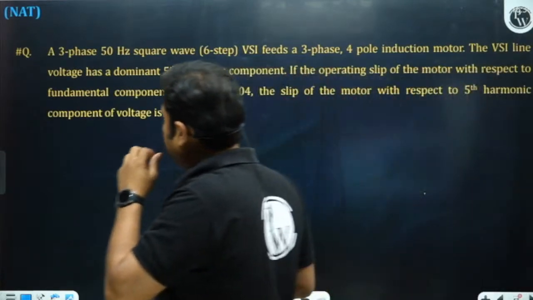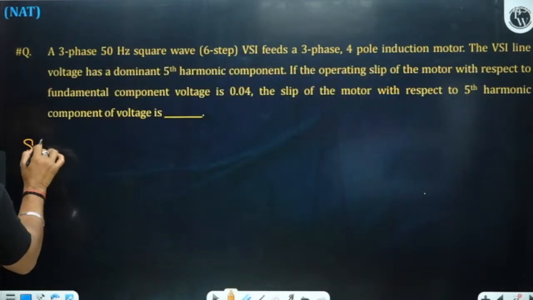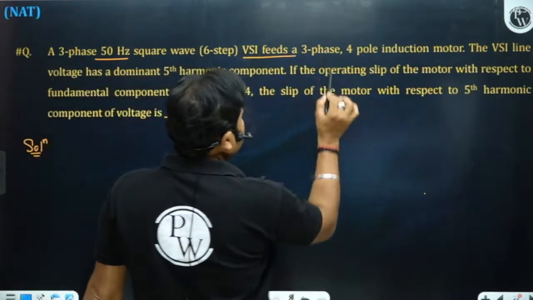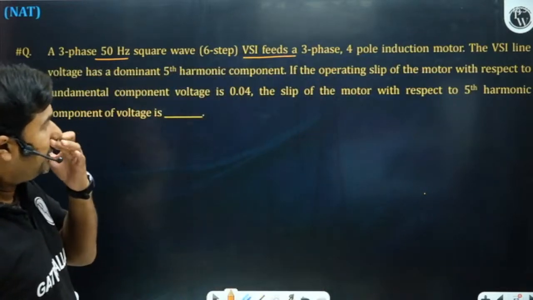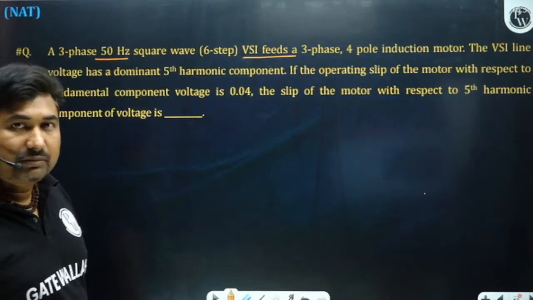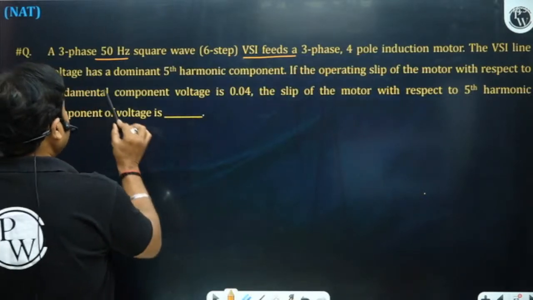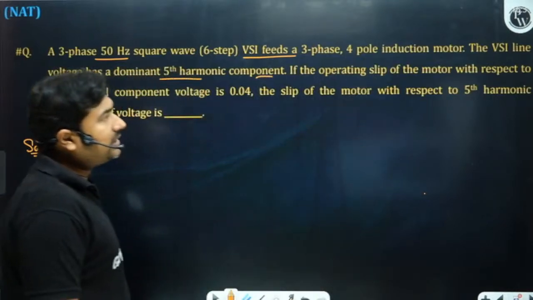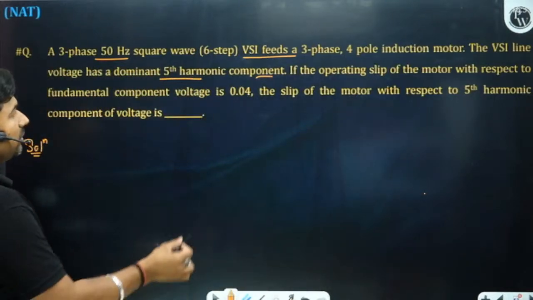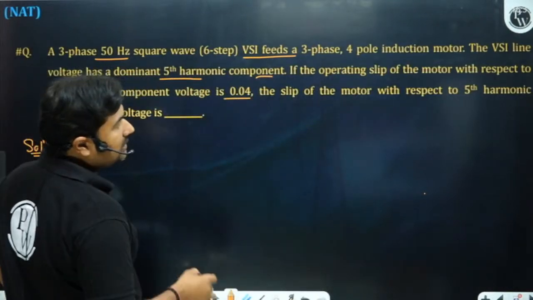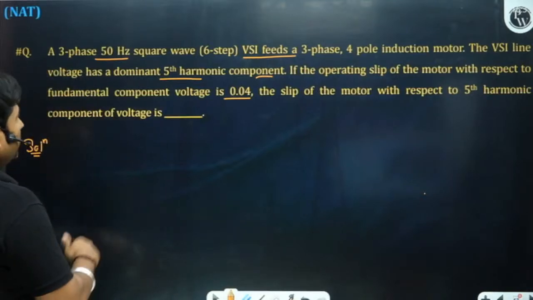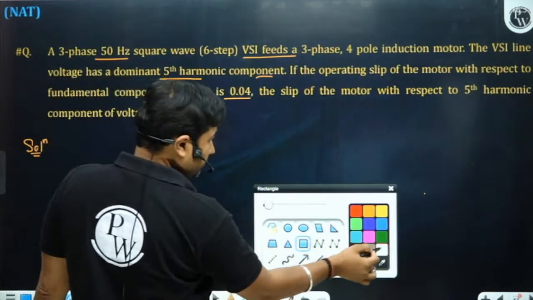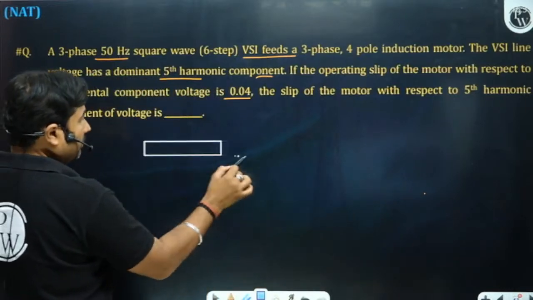Please observe this question. A 3-phase 50 Hz square wave voltage source inverter feeds a 3-phase 4-pole induction motor. The voltage source inverter line has a dominant fifth harmonic voltage component. If the operating slip of the motor with respect to the fundamental component is 0.04, the slip of the motor with respect to the fifth harmonic component is. See how to calculate, please observe.